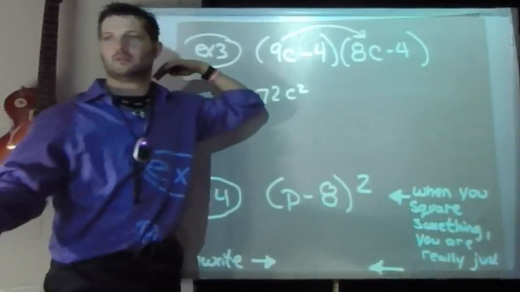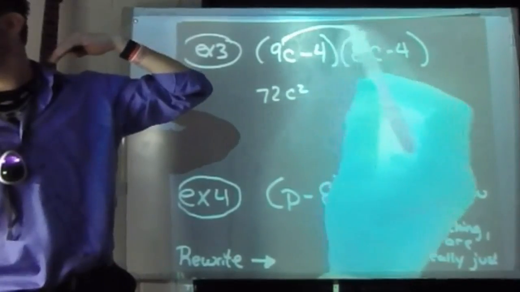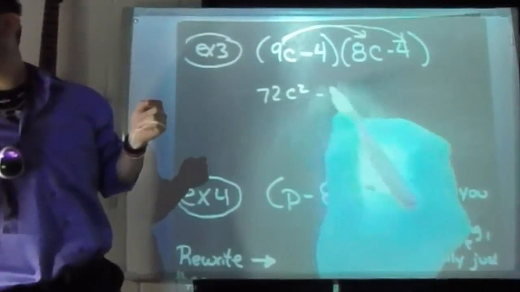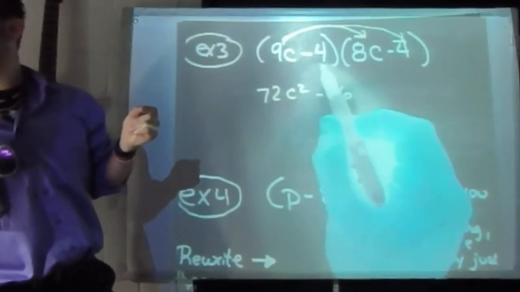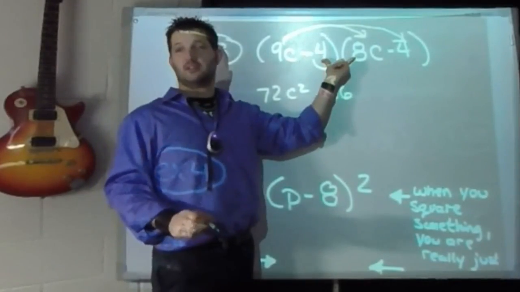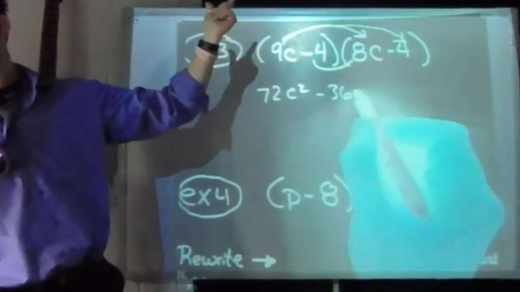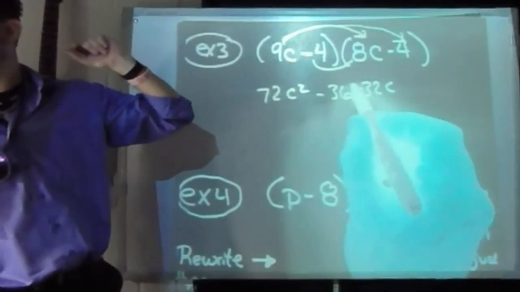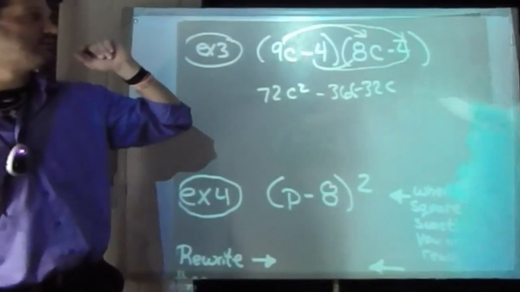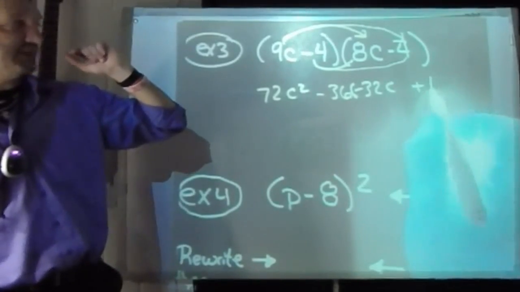F then O. O, which is 9C and negative 4. So negative 36C. Halfway done. Your I, this little arc, negative 4 and 8C. That'll be negative 32C. Don't forget the C. And then negative 4 times negative 4 is positive 16.